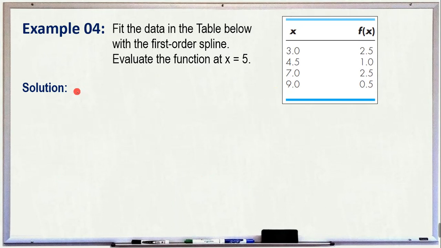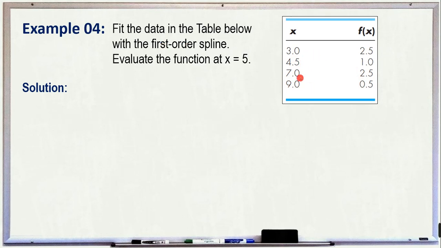Now, let's have some example. Fit the data in the table on the right. We have for the x column 3, 4.5, 7, and 9. And we also have the f of x column, or the y column. For 3, the y value is 2.5. For 4.5, the y value is 1. For 7, that's 2.5. And lastly, for x equals 9, the y value is 0.5.